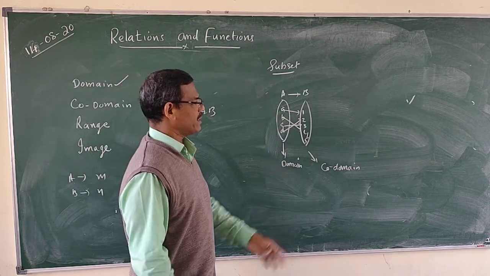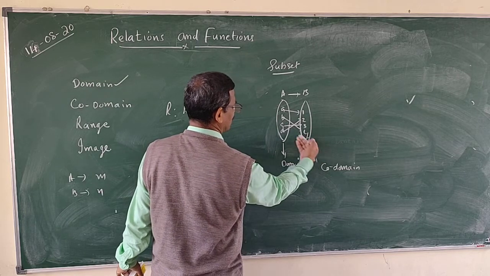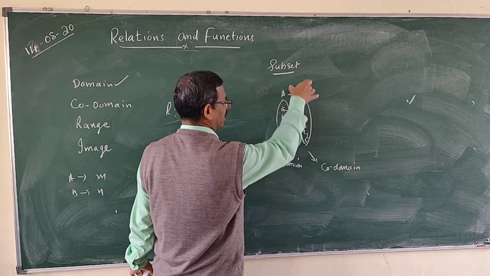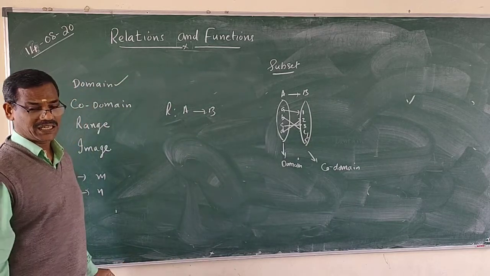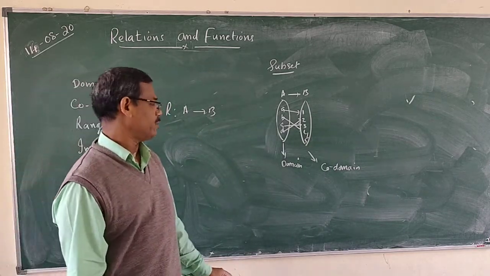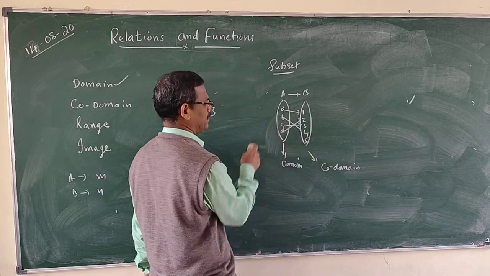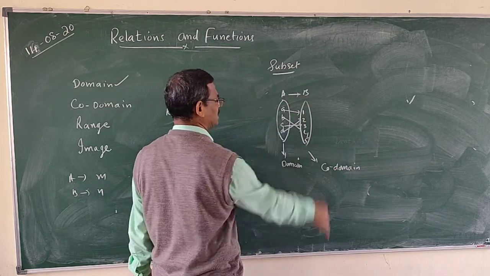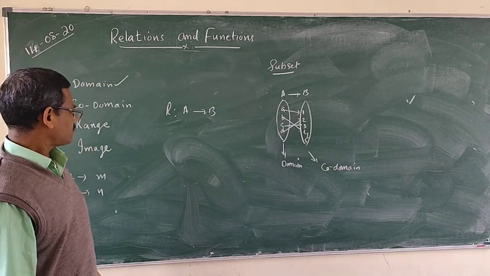Now, codomain: whether all elements are connected to this side or not, the complete set B, the second set, is called the codomain. Even if 5 is not connected with the elements of any A, the complete set is called the codomain.